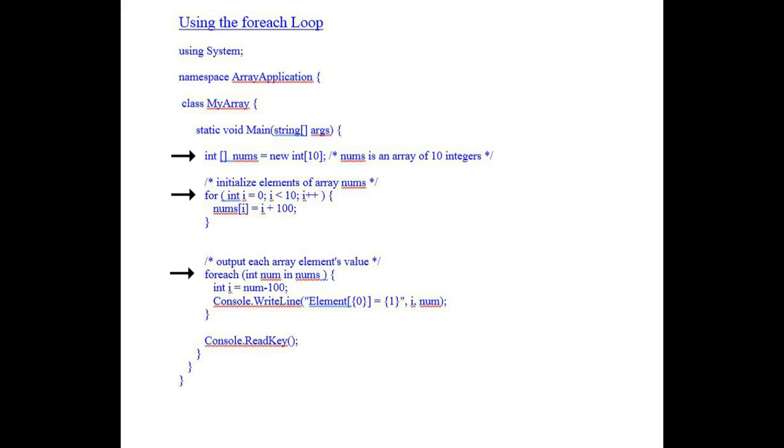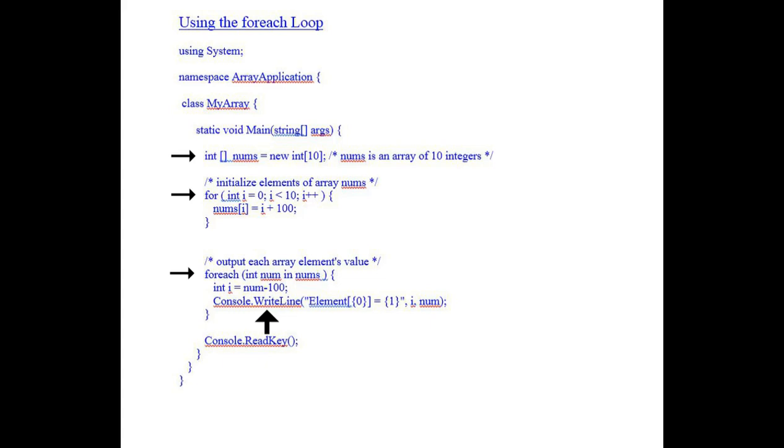The reason this variable is integer is because the nums array contains integers, so therefore anything that we retrieve from nums has to have the same data type. And then once the num int variable is populated, we can go ahead and use our console.writeLine in order to print out the value of the actual element within the array.